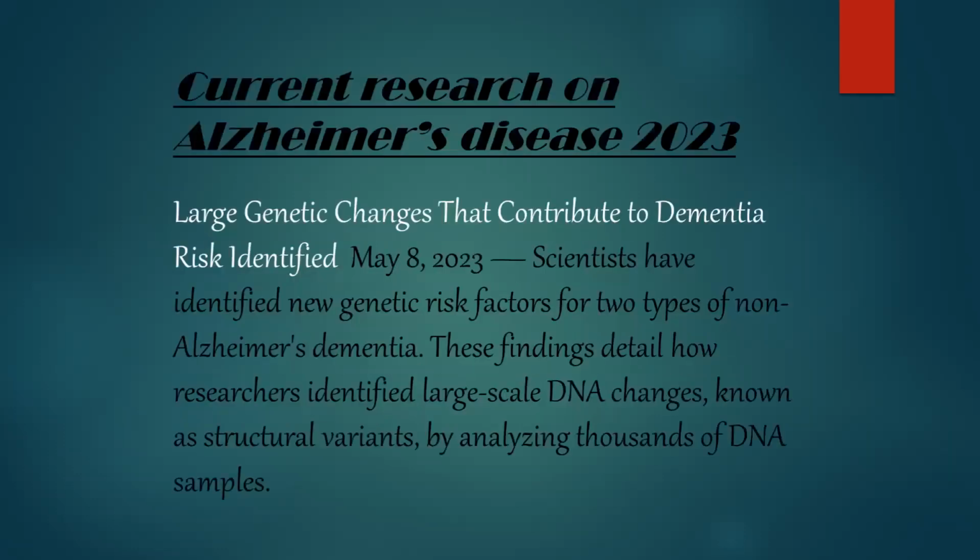Current research on Alzheimer's disease. Large genetic changes that contribute to dementia risk were identified on May 8, 2023. Scientists have identified new genetic risks for two types of non-Alzheimer's dementia.